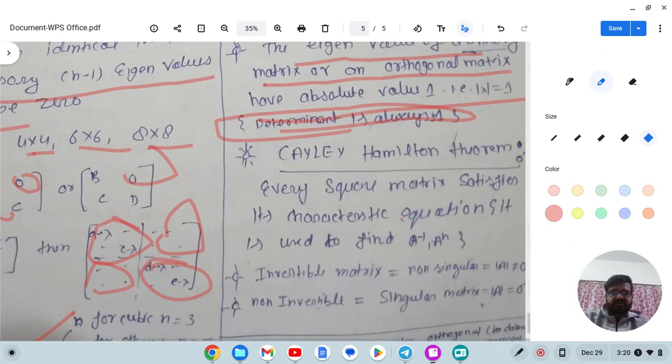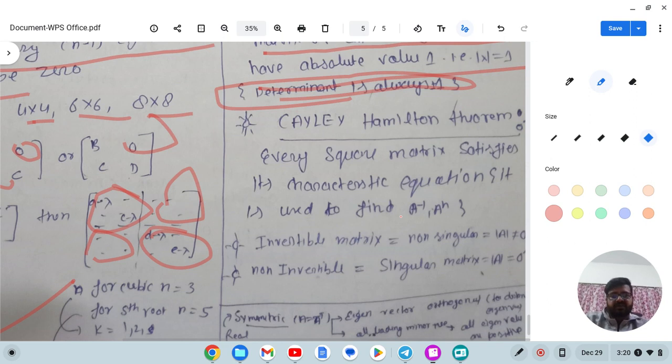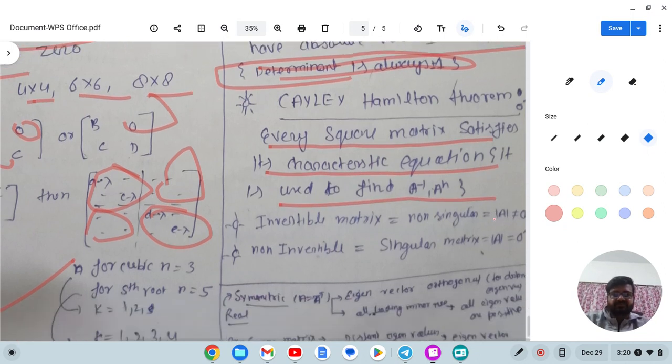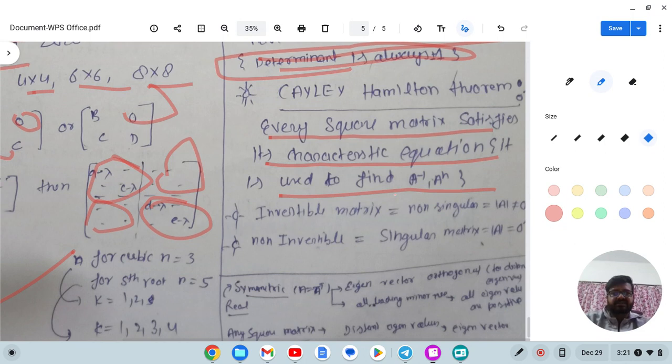Now the next point is not so important, but a question can come. Every square matrix satisfies its characteristic equation. It is used to find A inverse and A to the power n minus 1. Every square matrix satisfies its characteristic equation.